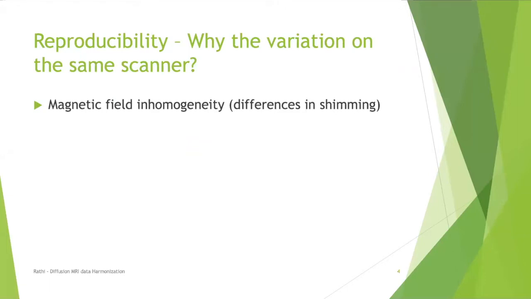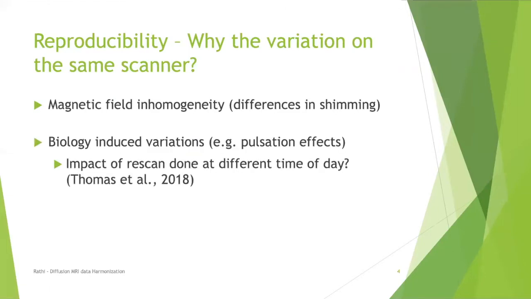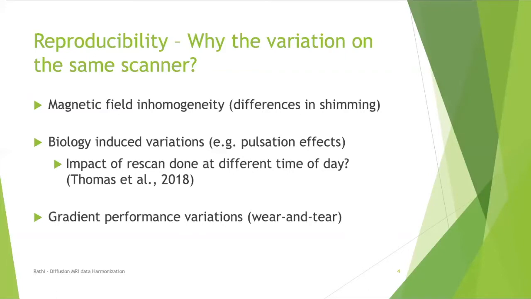Well, we have differences in shimming when you scan and rescan the same subject in different sessions. There is also biology-induced variation, so pulsation effects can be different. Also, there is some recent work to show that the time of day can impact the measures, especially for diffusion. So if you scan in the morning versus in the afternoon or evening, you might see some differences there. Also, gradient performance variations, wear and tear might affect these minor variabilities.